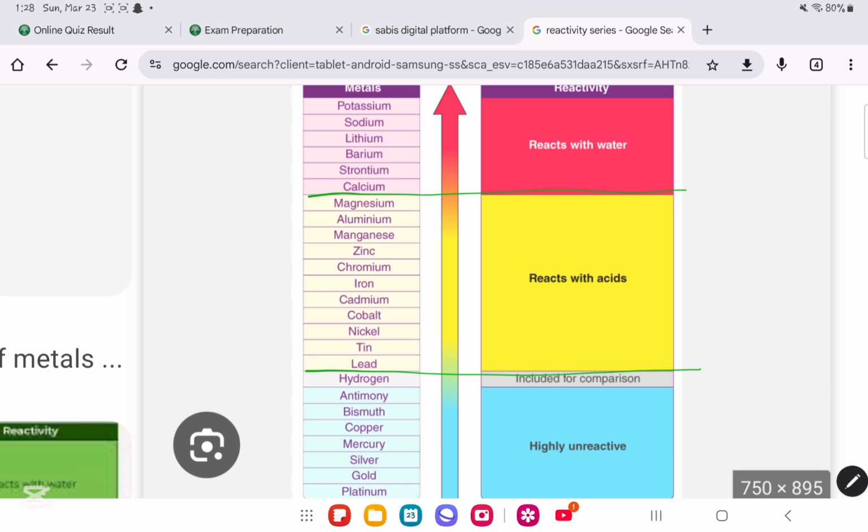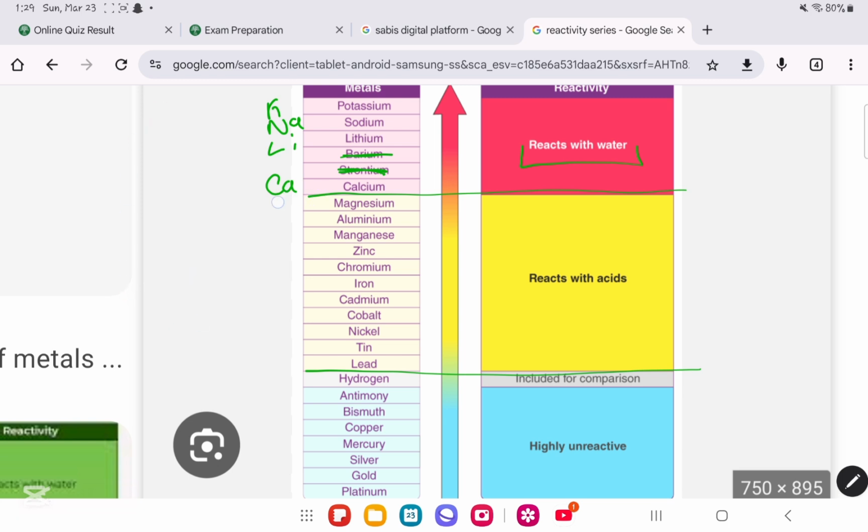we have four main ones that they told us about, so I'm just going to cross out the ones that we don't need to know. These two we don't need to know, but the metals we need to know about are potassium, which is K, sodium, which is Na, lithium, which is Li, and calcium, which is Ca. They have a very high reactivity, so if they react with acids, it's going to be very dangerous. That's why we react them with steam.